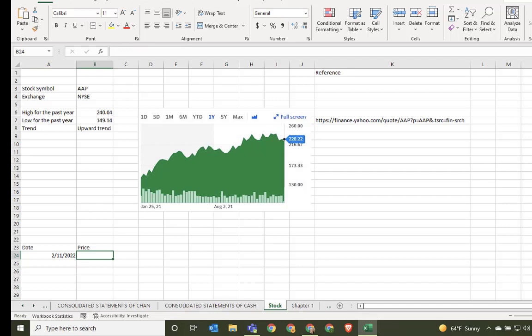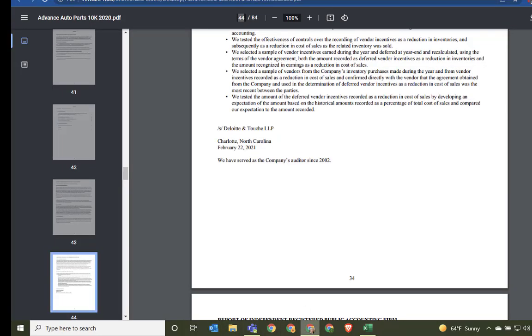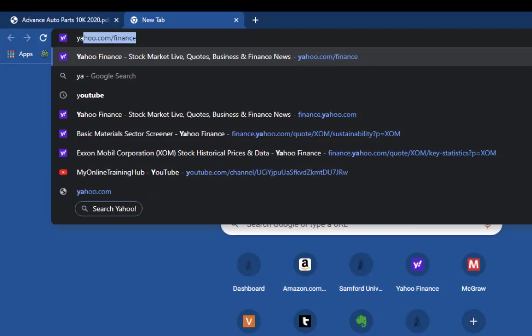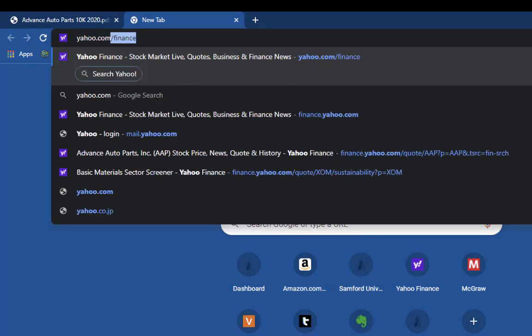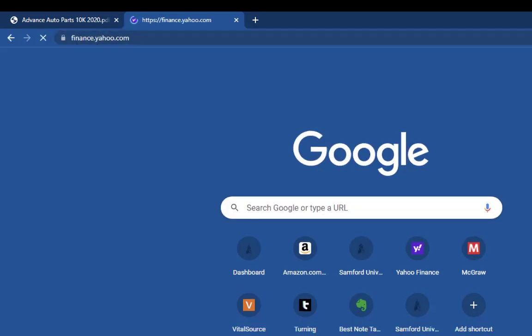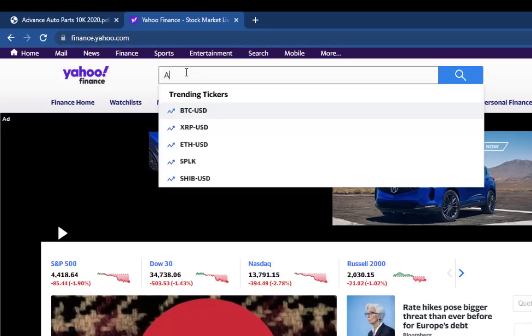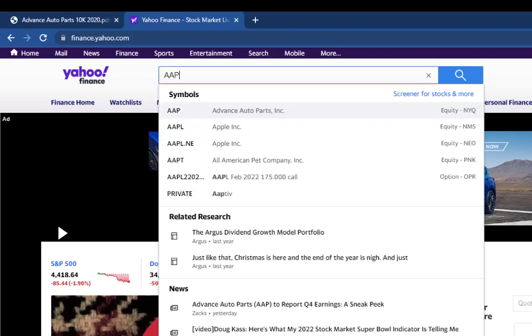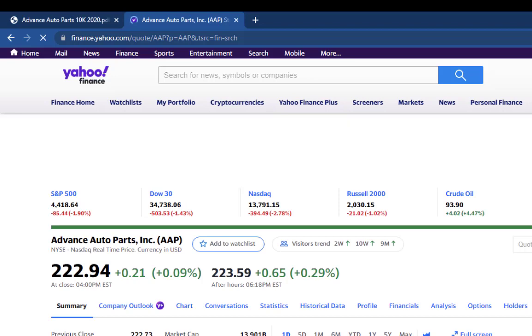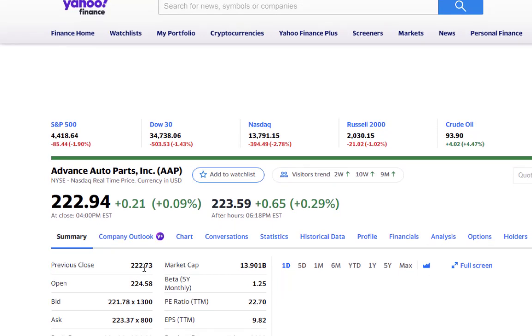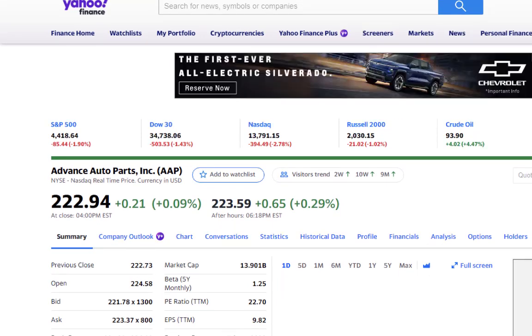Now you're going to need your stock symbol number right here. So what I'm going to do is go over to Yahoo Finance. Once you get there, you're going to search for your stock symbol. So mine's AAP. I'm going to look for the previous close because I'm on a Saturday. The previous close is going to be right here.